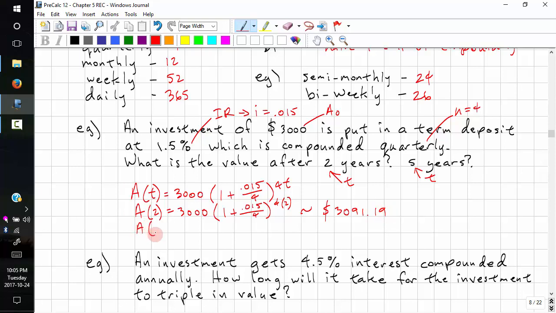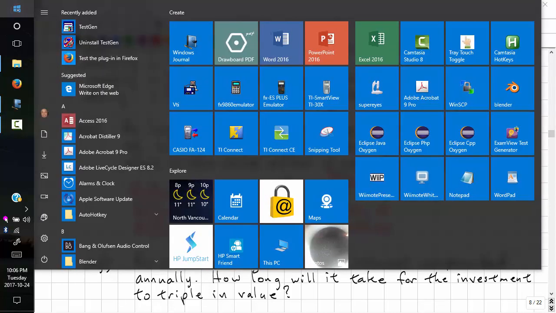A of 5 equals 3,000, 1 plus 0.015 divided by 4. And we have 4 times 5. And this is approximately 3,233.20. Let's just verify this on a calculator.